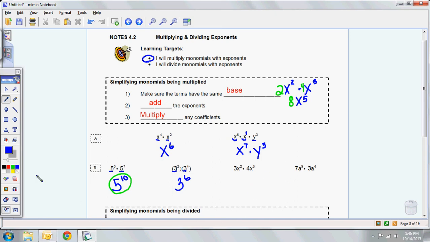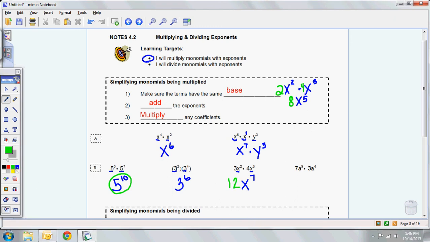These two are a little bit more challenging. They have a couple steps here. So first of all, look for your bases. So my base right now is an x. That's what's the same in both of them. So to simplify those exponents, I'm going to have x to the 7th power. But then I have these coefficients on the outside. So remember from our steps up here, if you have coefficients, you're going to multiply those coefficients.